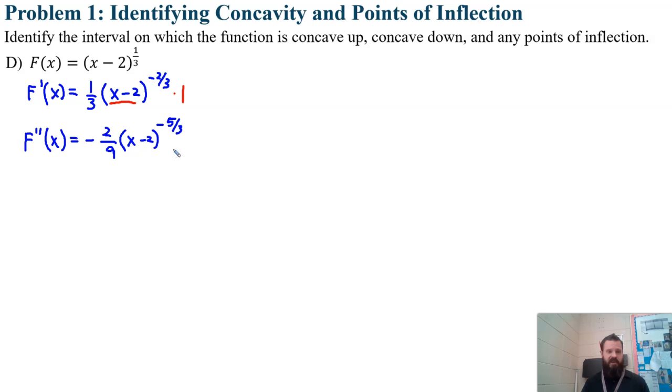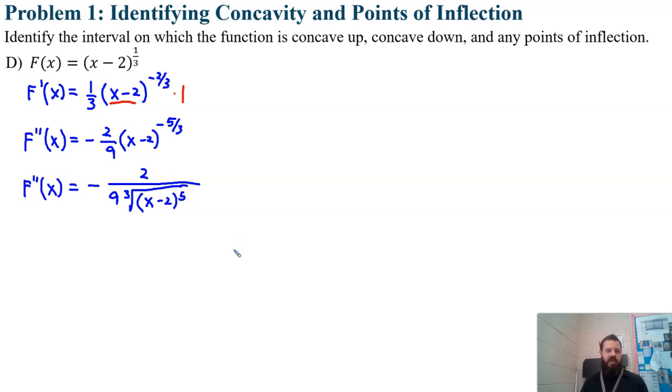Okay, so there's my second derivative, but I'm not a fan of trying to solve or plug things in with rational exponents. Let's rewrite that in radical form. We can say this second derivative is equal to a negative 2 on top, 9 on the bottom, and this negative 5/3 power we'll put on the bottom. We can write that as the third root of the x minus 2 to the 5th power. All right, so there's my second derivative.